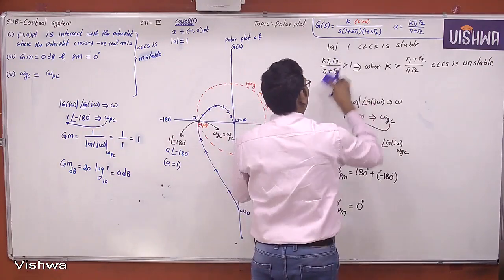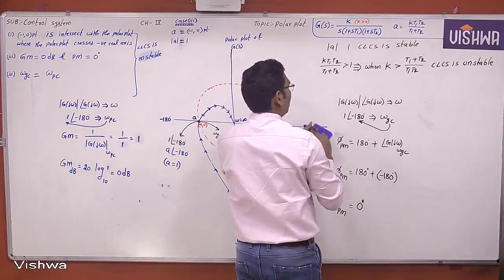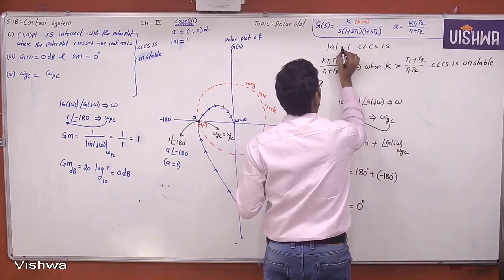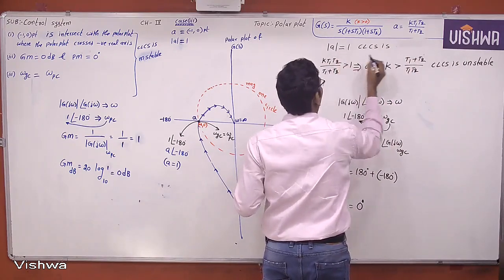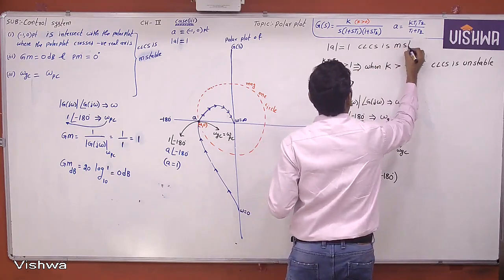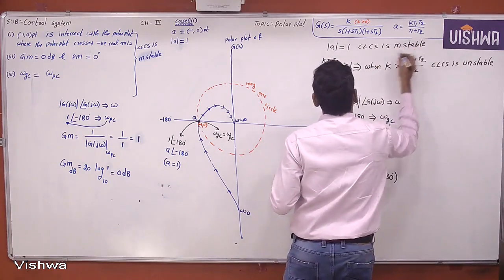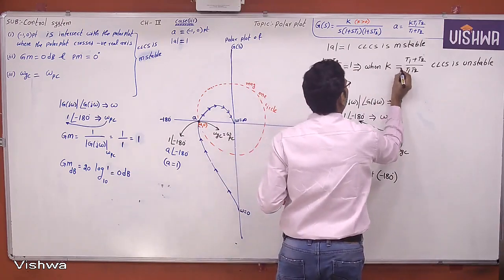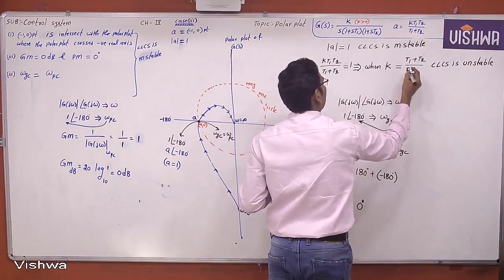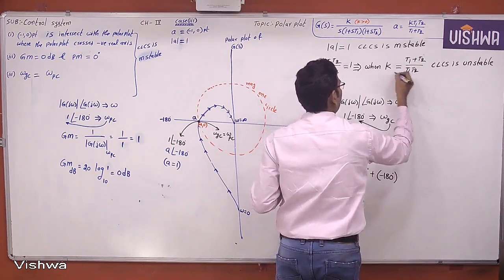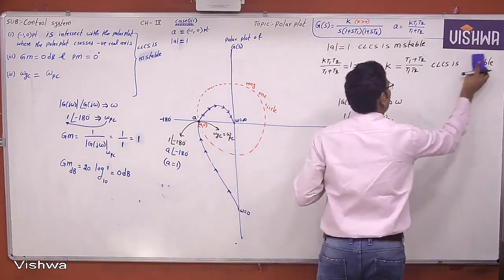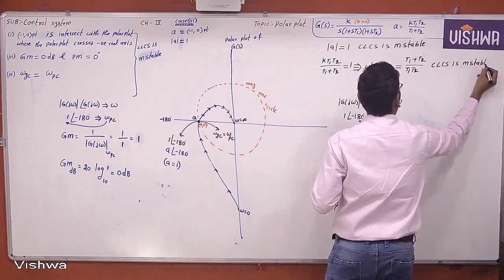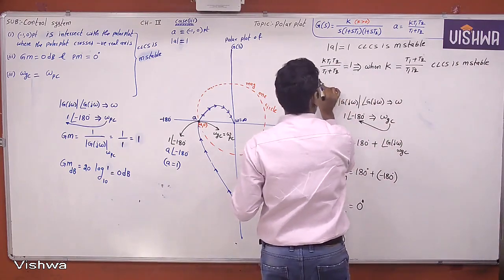This is the unstable case. When the closed loop control system is marginally stable, A equals 1. What is A, which is equal to 1? So when K is exactly equal to (T1 plus T2) by T1 T2, then the closed loop control system is marginally stable. These are the three conditions you can get.